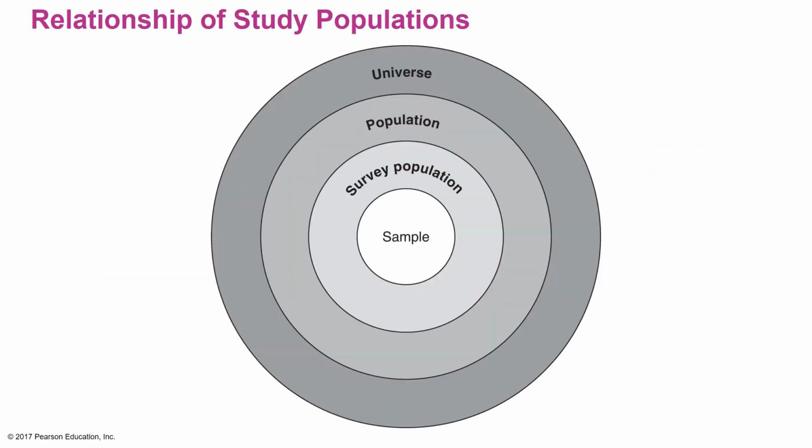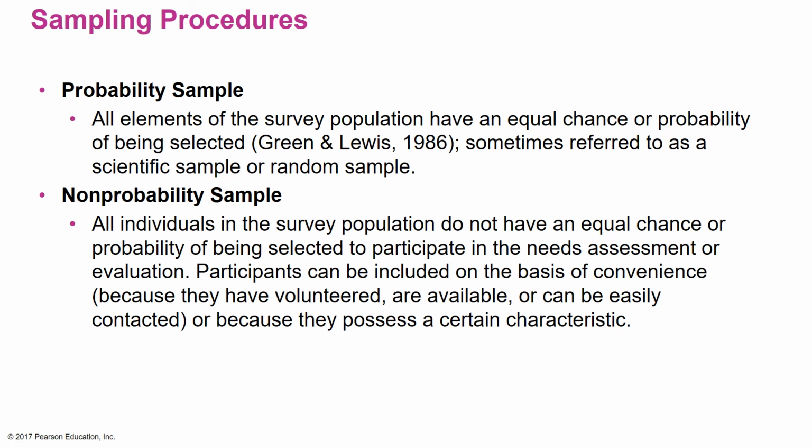And kind of here's how it goes. So you have your sample, survey, population, universe. Depending on the characteristics and how well they match up with the next level of population, that determines basically what you're working with. Probability sample versus non-probability sample. So probability sample is ideal.